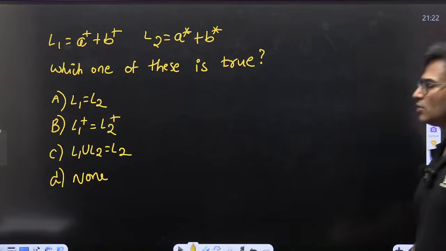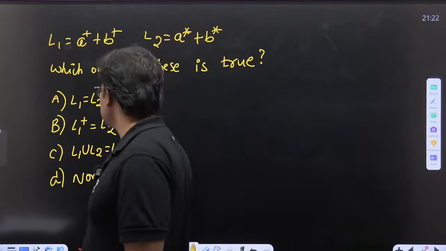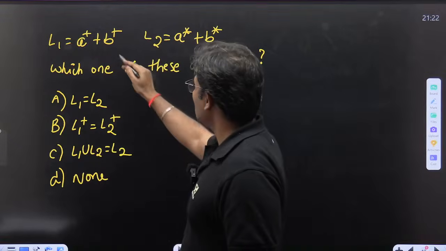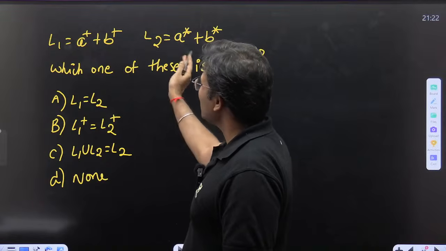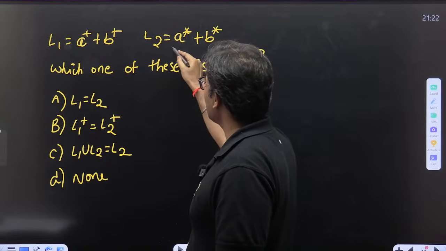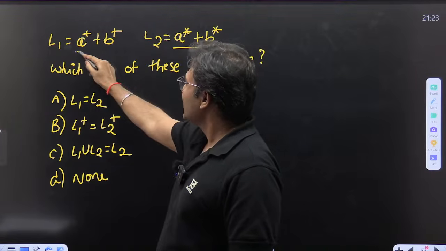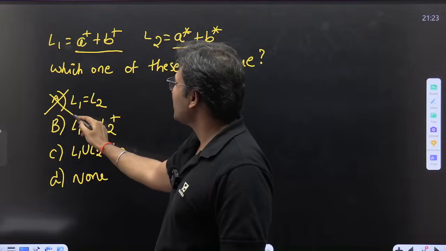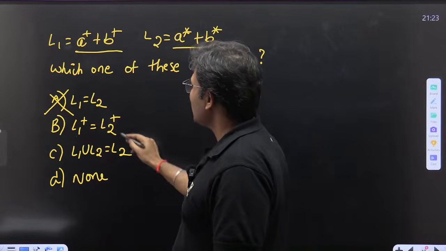Okay, so what is the answer, guys? Everyone is saying C. Is L1, L2 both equal? Simple logic: here epsilon can be generated, here epsilon cannot be generated, so not equal. What about L1 plus, L2 plus?